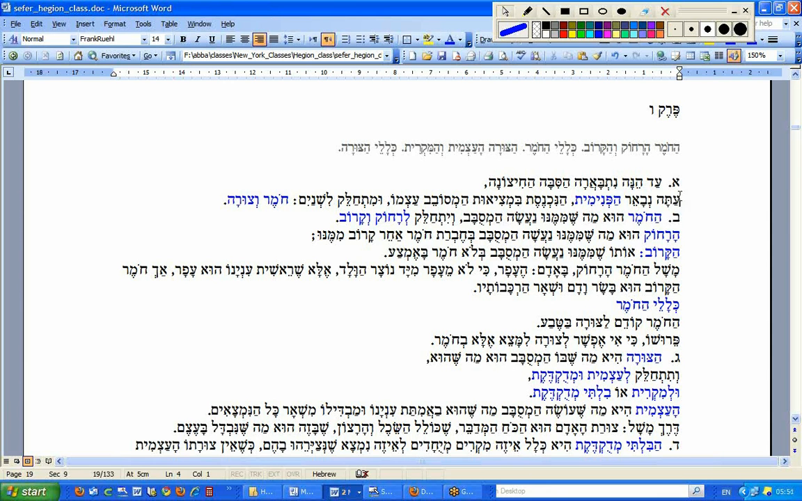HaChomer. When we talk about the material which creates the object, in the case of a kli, if it was a clay object, it's made out of clay. But there he divides the chomer into 2 parts. He divides it into the chomer which is rachok and the chomer which is karov. What does it mean, the rachok? Harachok hu mah shemimeno naaseh hamasuv bechevrat chomer acher karov mimeno.